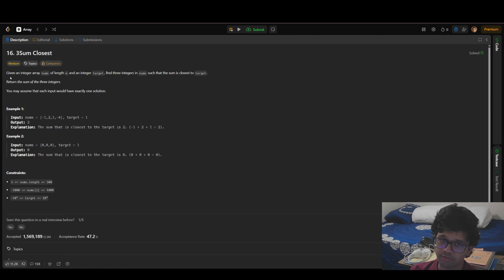In this problem, we are given an integer array and we have a target. We just need to find three integers from that array such that the sum is closest to the target.